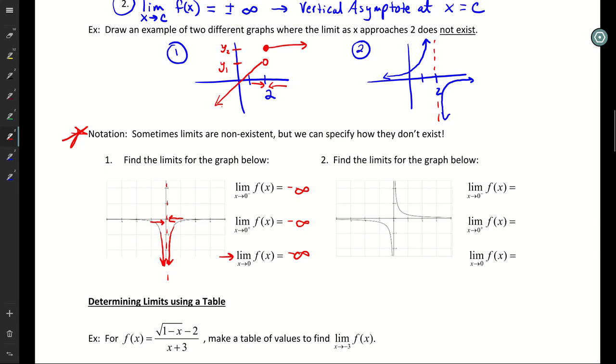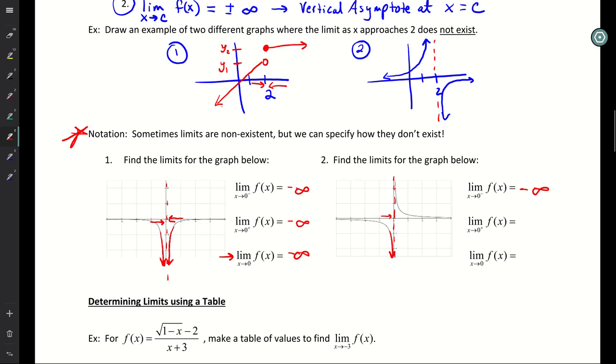Okay. For the second piece, it says find the limits. So same idea here. It looks like once again we have a vertical asymptote at 0. If we look at the limit as x approaches 0 from the left, looks like we have a downward negative type behavior, so negative infinity. Your limit doesn't exist, but you're saying it's negative infinity to indicate its behavior.